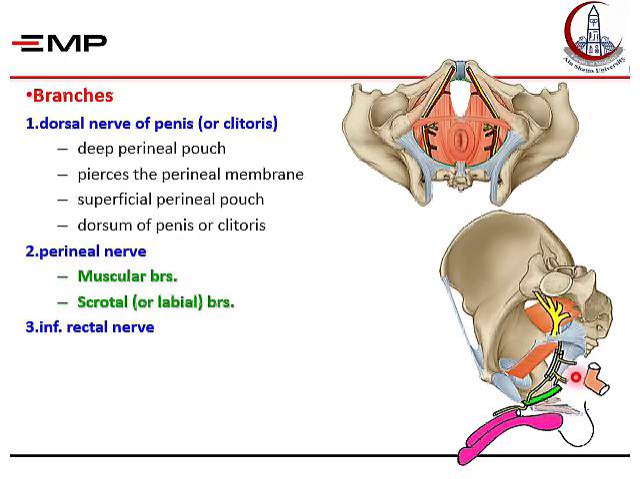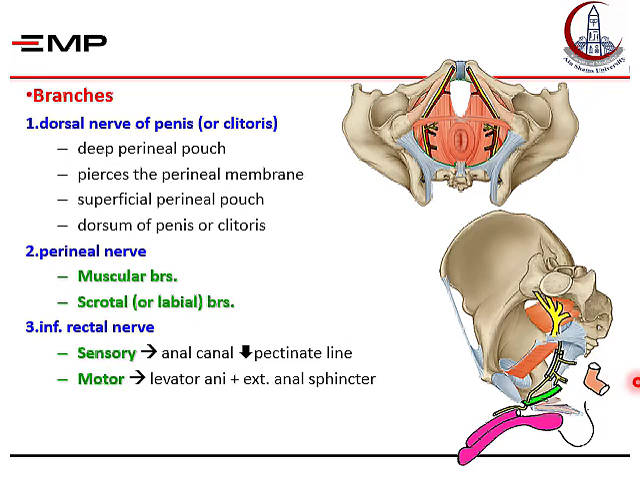The perineal nerve gives muscular branches to the muscles of the perineum, and scrotal or labial branches to the scrotum or labia majora. The inferior rectal nerve carries two types of fibers to the lower part of the anal canal. Sensory fibers from the lower part of the anal canal below the pectinate line. That's why this part of the anal canal is sensitive to pain. And motor branches to the external anal sphincter and to the levator ani muscle.